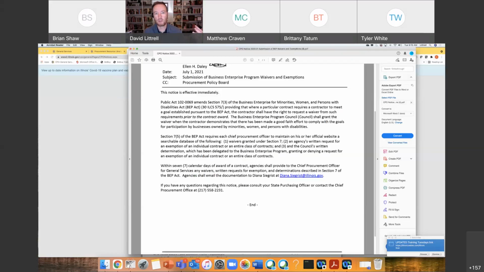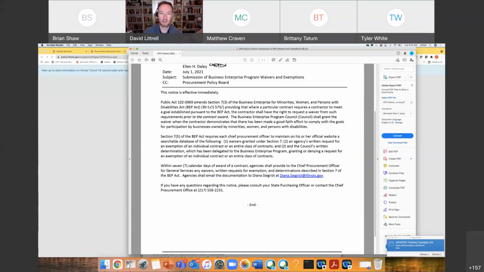So when you have this situation, again, the goal at the bid was 20%, but due to the good faith effort from your vendor, they could only potentially do 10%. You're going to have these 3 different documents that are then going to be emailed to Diana Segrist at diana.segrist@illinois.gov. Okay, so you're not going to be attaching anything to the website. That's going to be coming through Diana.